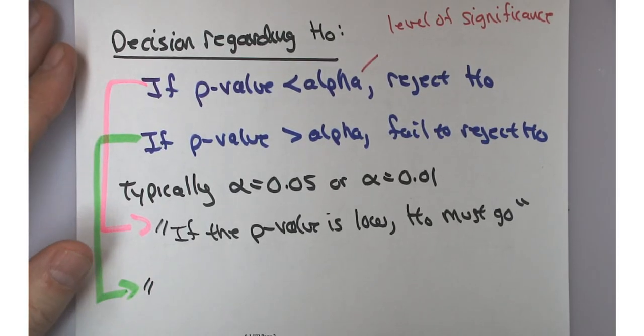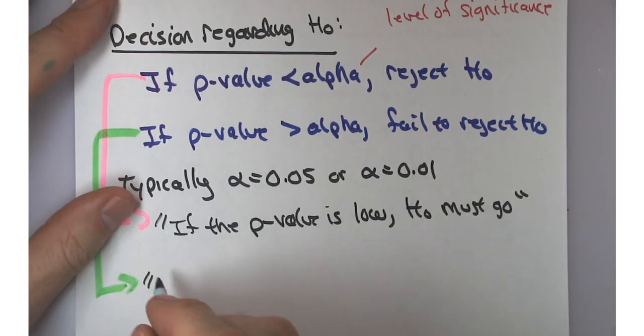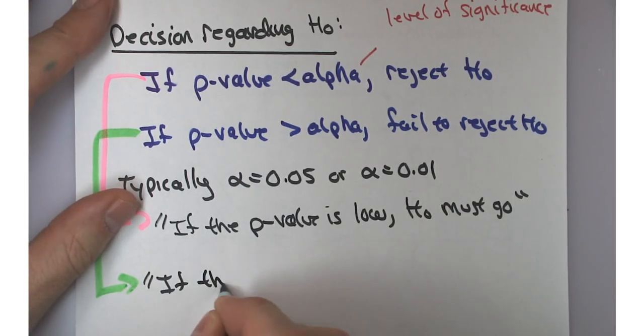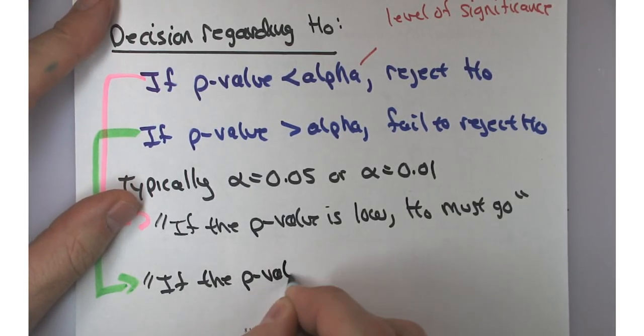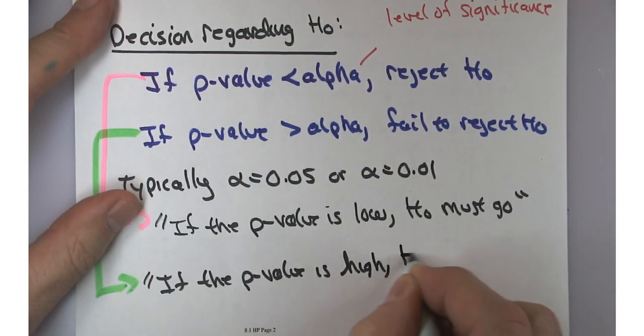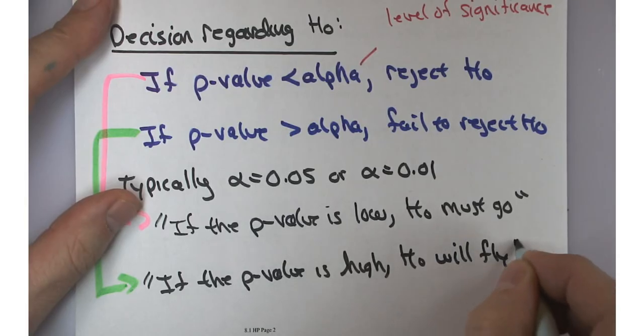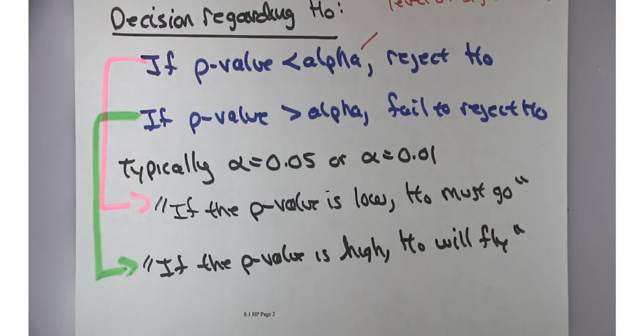The second one: if the p-value is high, H naught will fly. Okay, great. Those are the two little mnemonics. Like I said, I'm not too fond of that second one.